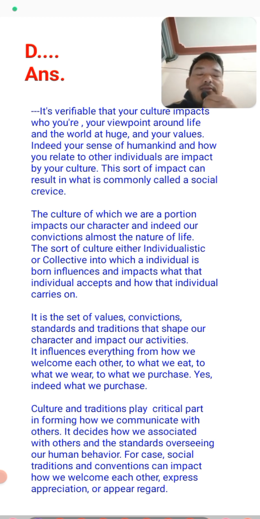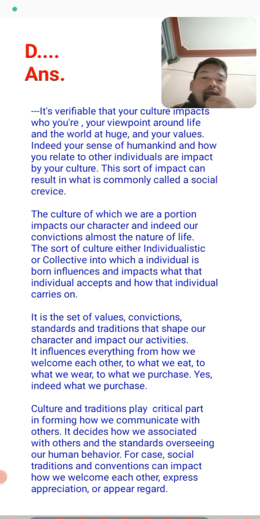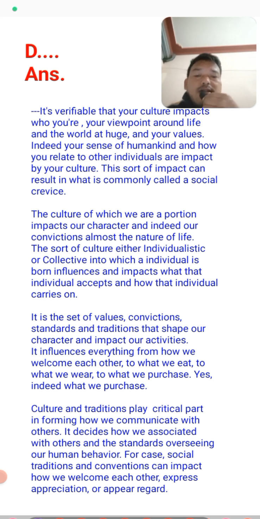It is the set of values, convictions, standards, and traditions that shape our character and impact our activities. It influences everything from how we welcome each other, to what we eat, to what we wear, to what we purchase. Culture and traditions play a critical part in forming how we communicate with others. It decides how we associate with others and the standards overseeing human behavior. Social traditions and conventions can impact how we welcome each other, express appreciation, or show regard.